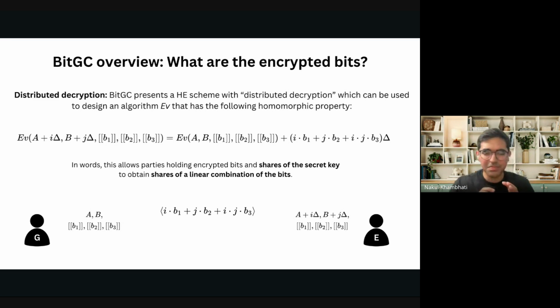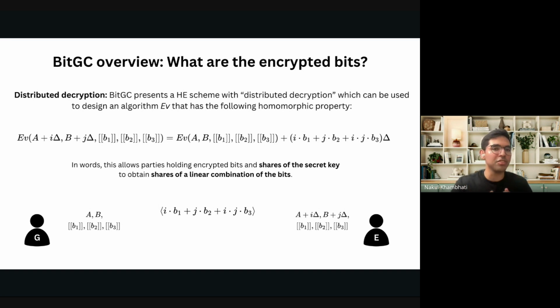So, unboxing what's going on here. We have an algorithm that takes in 2 keys and 3 encryptions of bits. It takes 3 ciphertexts. What it achieves is that it allows parties that hold encrypted bits and shares of a secret key to compute. The bits here are encrypted under a secret key delta, and the parties don't need to know delta. They can have these shares, because the first thing is a share of I times delta, and the second thing is a share of J times delta.